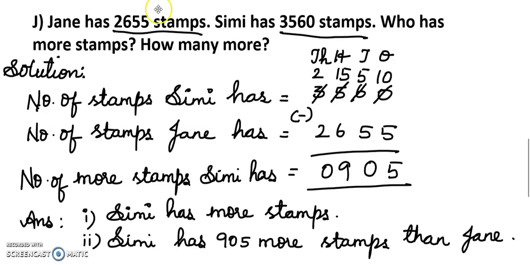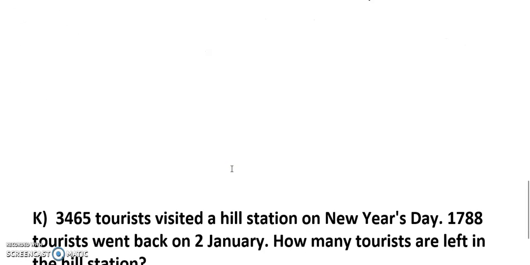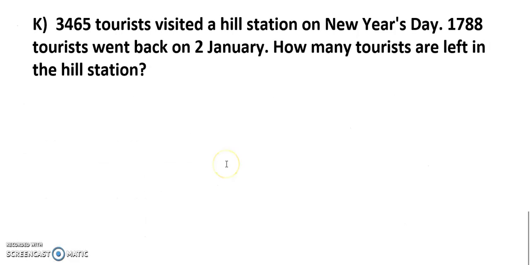So, next one. 3,465 tourists visited a hill station on New Year's Day. 1,788 tourists went back on 2nd January. How many tourists are left in the hill station? First, how many tourists visited? 3,465. Next, 1,788 tourists went back. So how many tourists are left, they are asking.